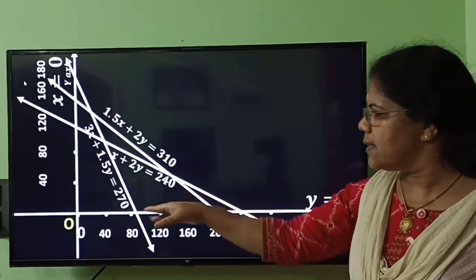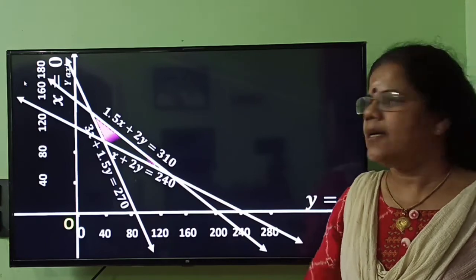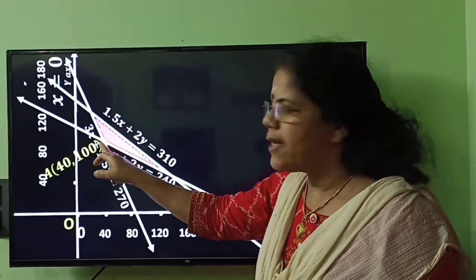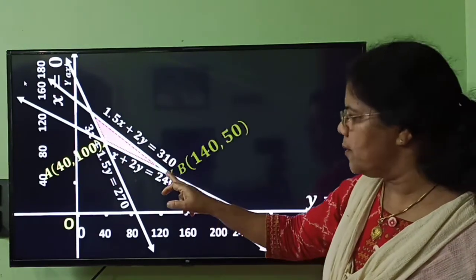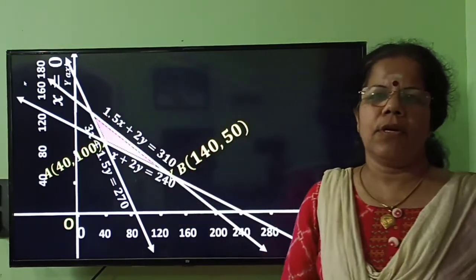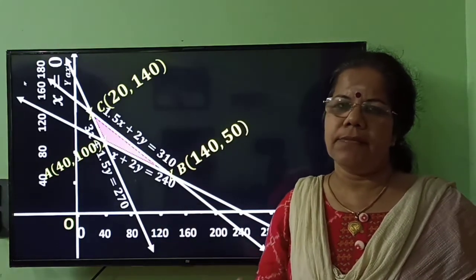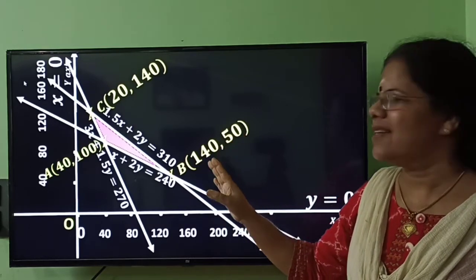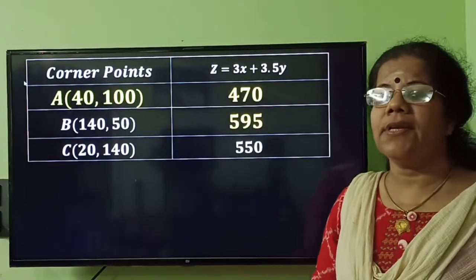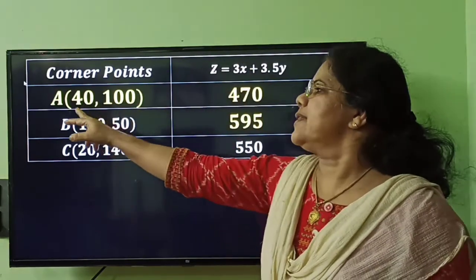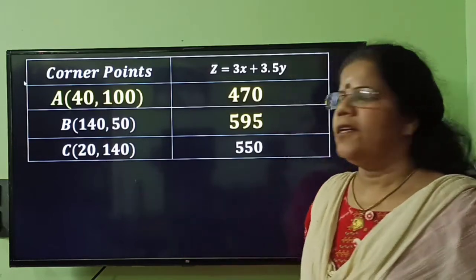Now let us take all the three inequalities at a time, and this region is the feasible region. Solving these two equations, you will get this corner point, and solving these two, you will get the corner point B (140, 50), and solving these two lines, this corner point will be. Solving of equations and getting the point of intersection was in the previous, lower classes. That is why it is directly taken. Now what is the next one? We have to calculate the value of the objective function at the corner points: A (40, 100), B (140, 50), C (20, 140).